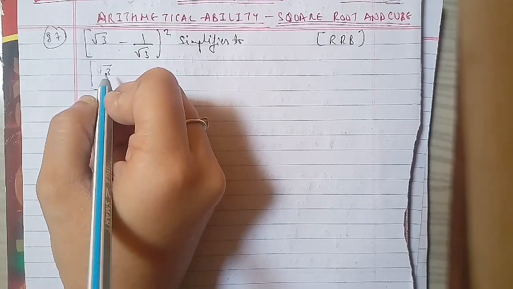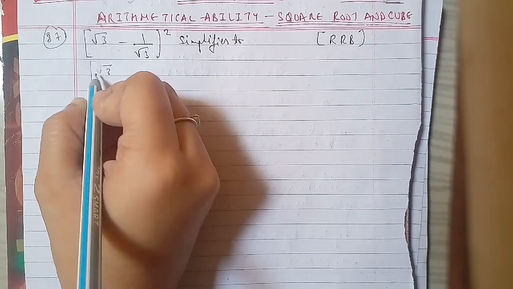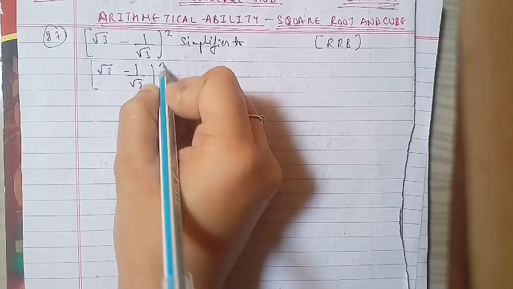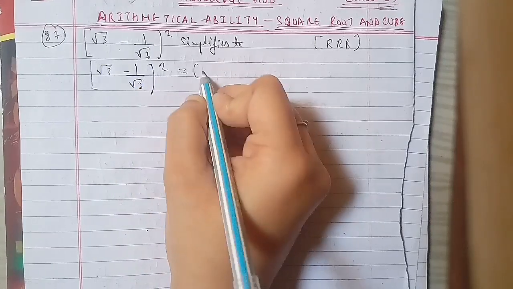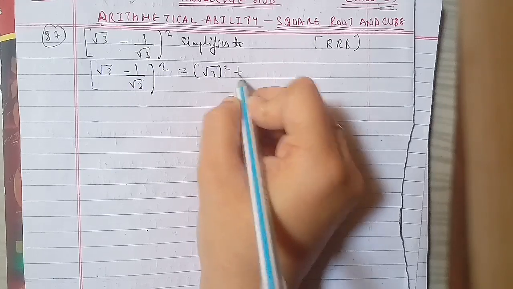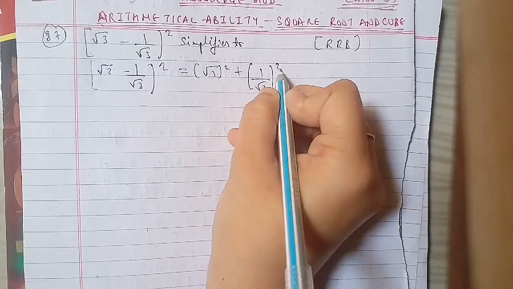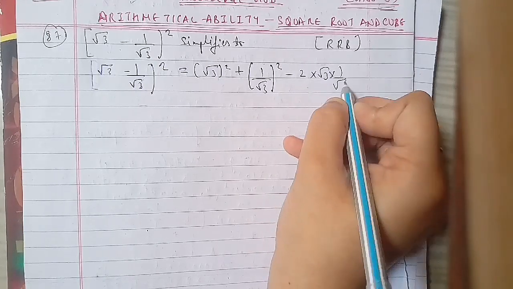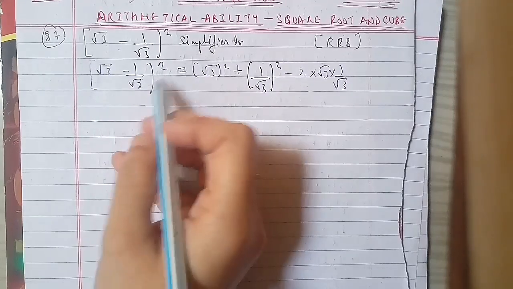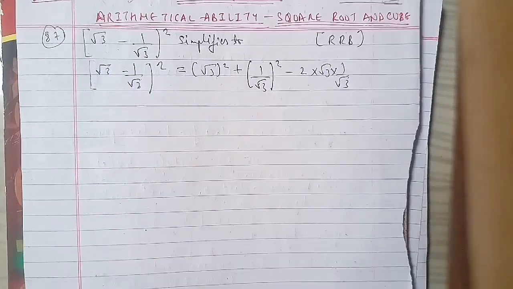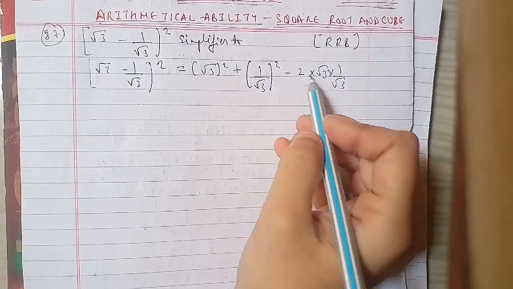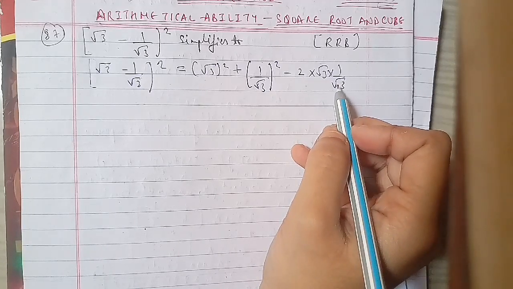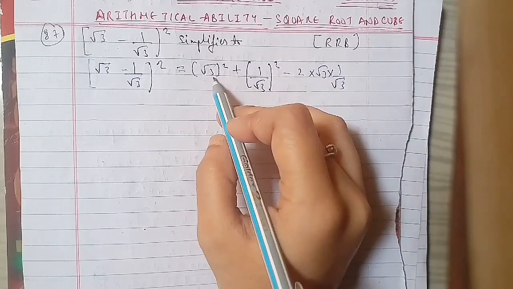Under root 3 minus 1 upon under root 3 whole square, as they had given in the question itself. So (under root 3) square plus (1 upon under root 3) square minus 2 into under root 3 into 1 upon under root 3. As we had opened it here, (a minus b) whole square is a square plus b square minus 2ab, which we had represented here as you can see.